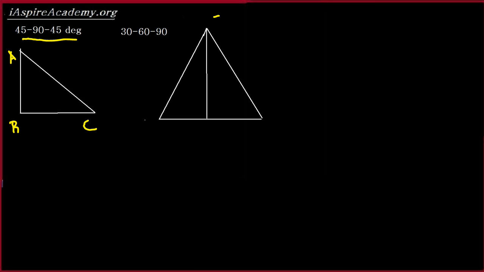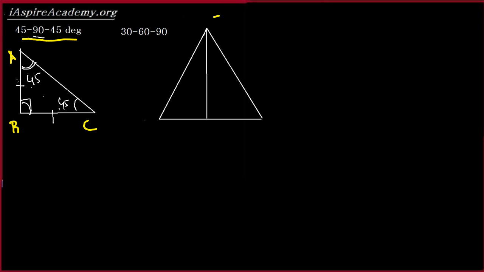Let me change the sharpness of the pen a little bit. Okay, then this is a 90-degree angle, so one angle is 90, another is 45, and another is 45, so that is called a 45-90-45 degree triangle. Because these two angles are the same, these two sides are the same.